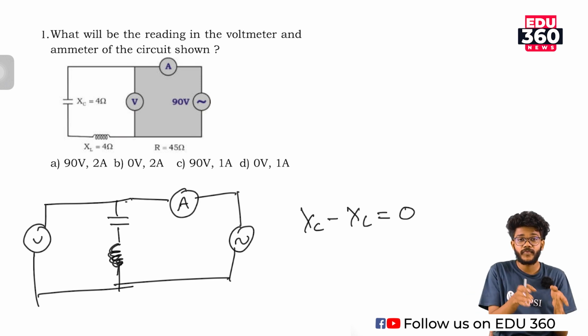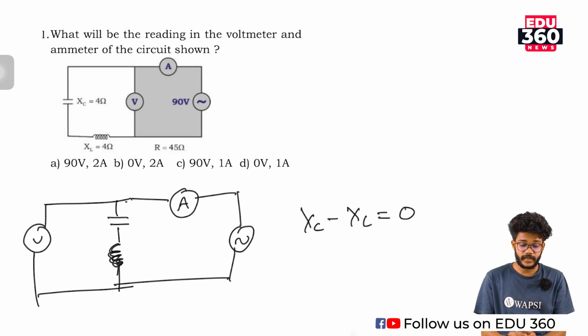If we are placing the voltmeter only across this Xc, it will be minus 90 or plus 90, and if we are placing the voltmeter across only XL, it can be also minus 90 or plus 90, whatever it is, but the total sum is always 0 because Xc minus XL is 0. So voltage is 0, voltage drop is 0.